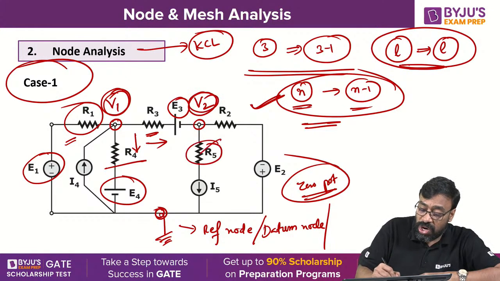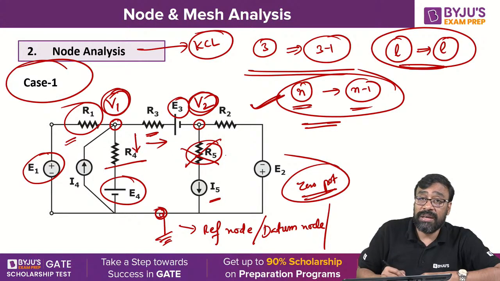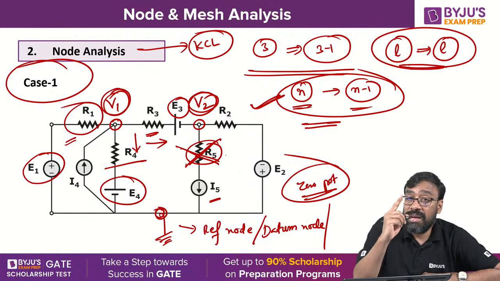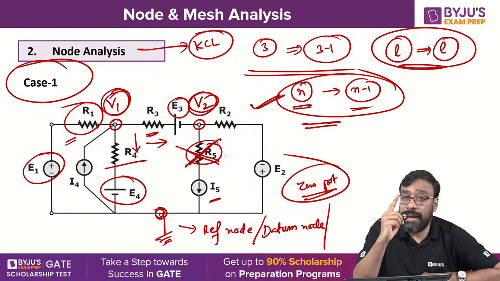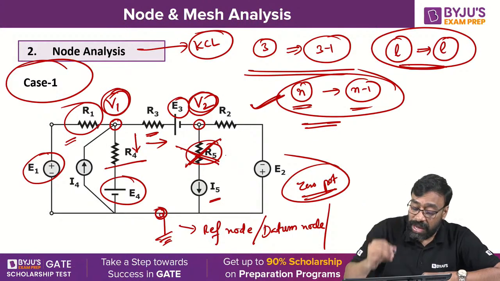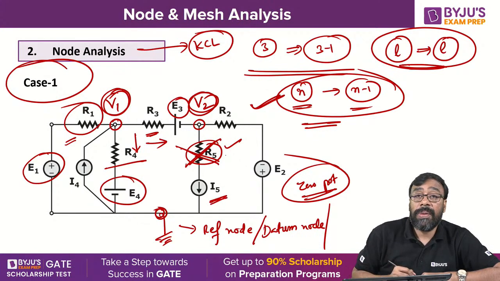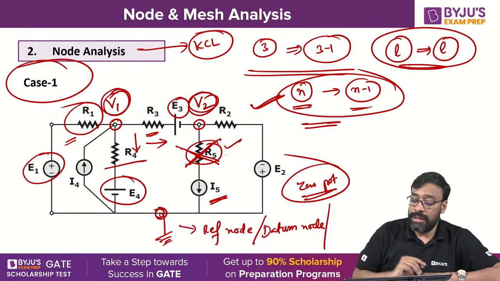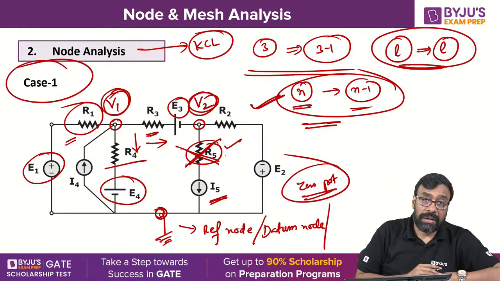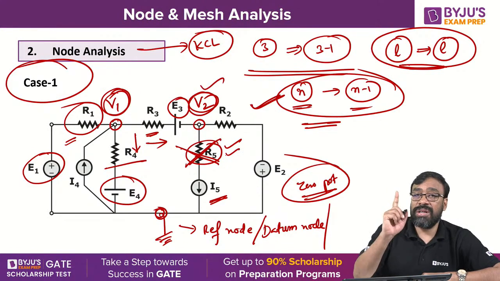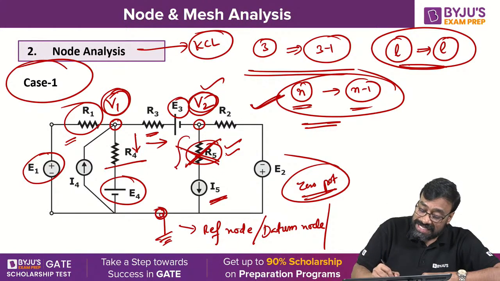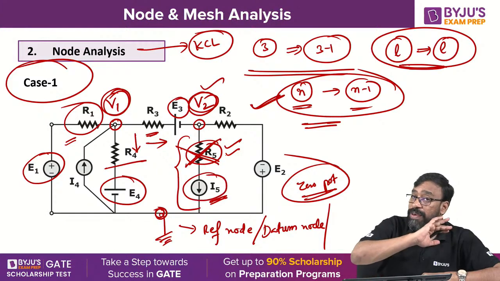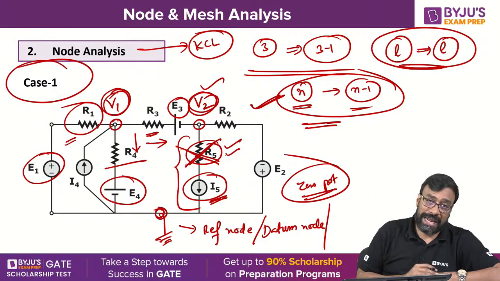V2 by R5 I should not write, because R5 is in series with I5. This R5 can be eliminated. Any element in series with an ideal current source can be neglected. Because that resistive element is in series with the ideal current source, R5 can be eliminated. Don't apply V2 by R5, because V2 is not the voltage across R5. V2 is the voltage across the series combination of R5 and I5. So the current is already known, no need to find it again. I5 is the current flowing through the branch.